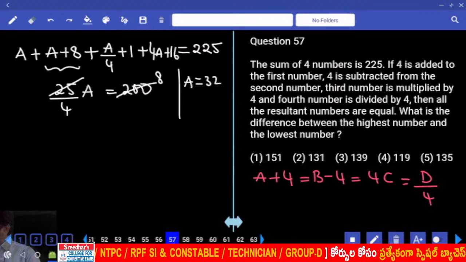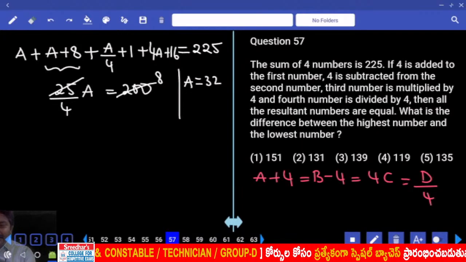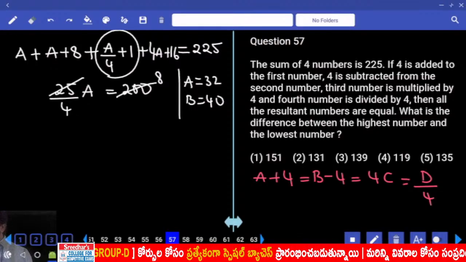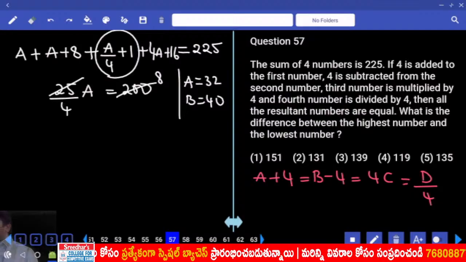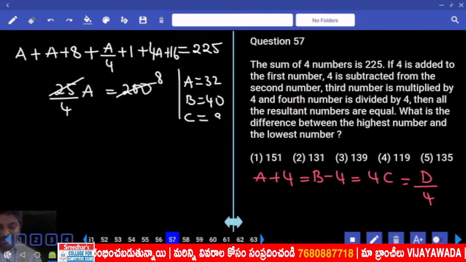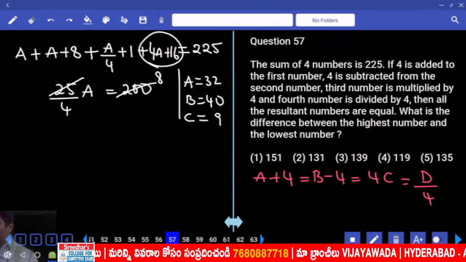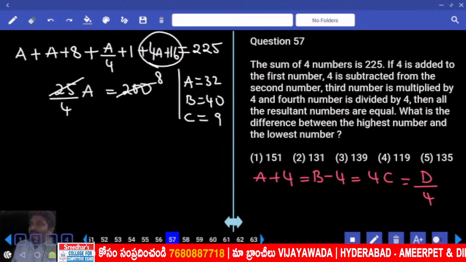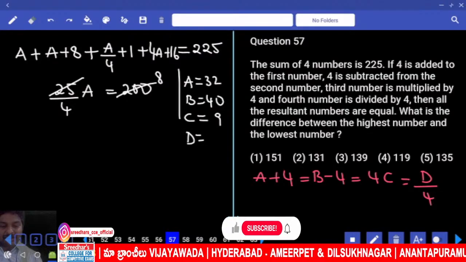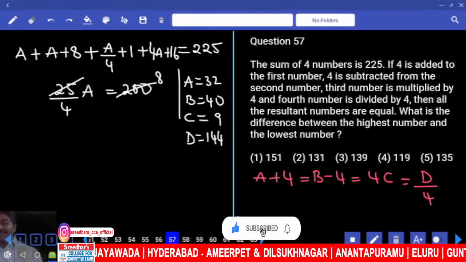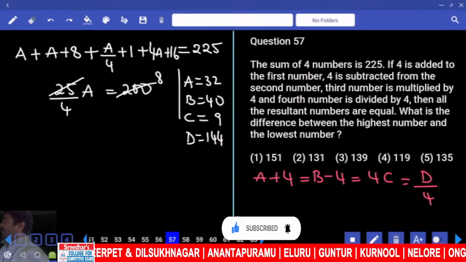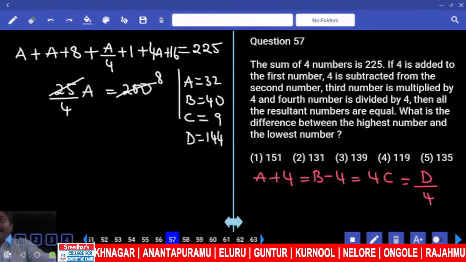This is B, right? Then B is equal to 40. This is C, right? C is equal to A by 4, 32 by 4, 8 plus 1. Then C is equal to 9. This value is D, 4A, 4 times 32, 128 plus 16, 144. The question is about the difference between highest and least. Highest is D, least is 9. Difference between 144 and 9 is 135.